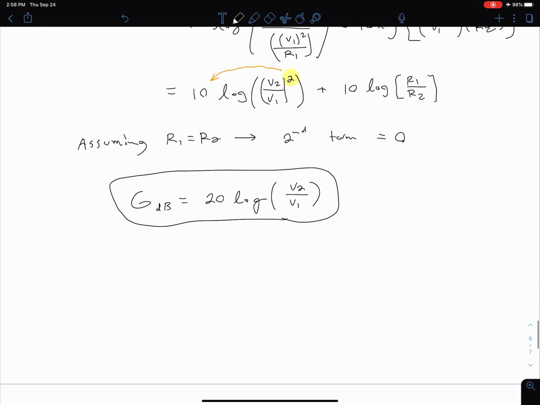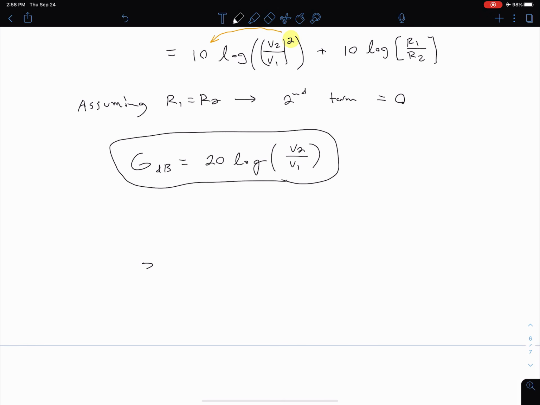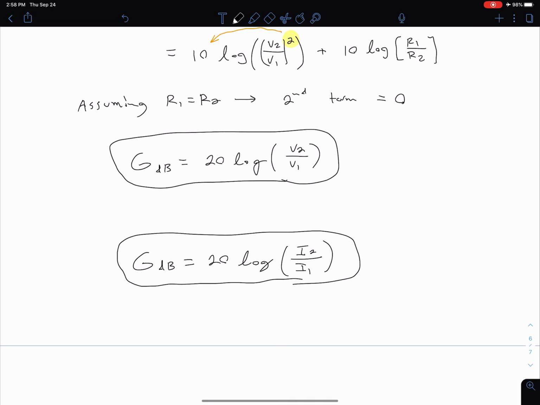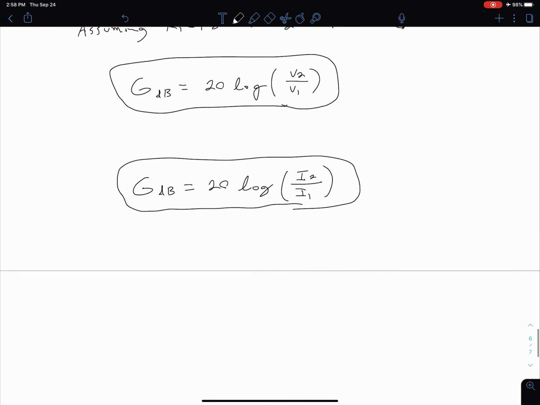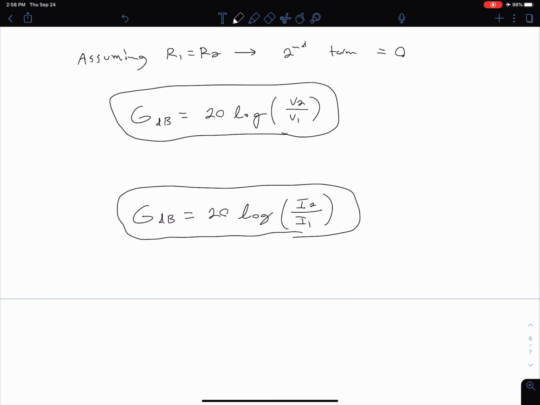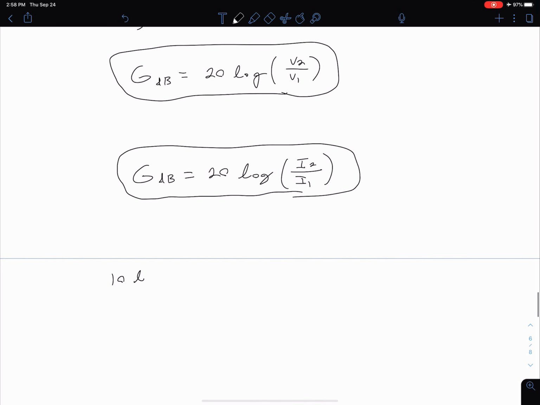And if we go through and do a similar thing with the current and we assume that R1 equals R2, we can see that our gain in decibels is equal to 20 log base 10, again, I'm just assuming log base 10, not writing it explicitly, of I2 divided by I1. So as a summary, what we see from that is we're going to use the 10 log if we're dealing with powers, and we're going to use the 20 log if we're dealing with voltage or current.